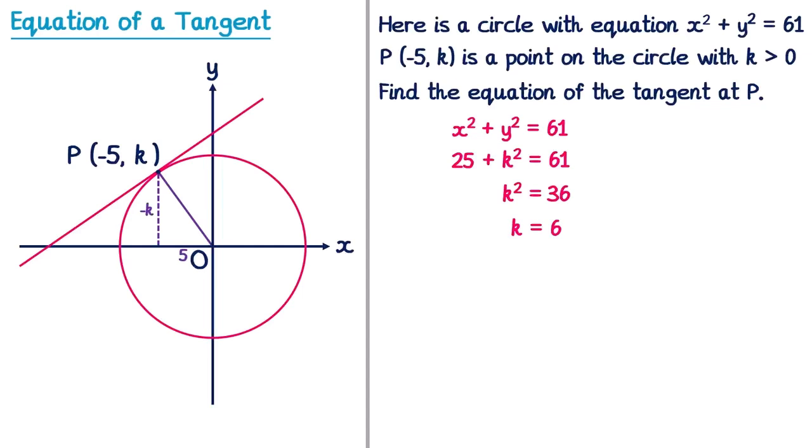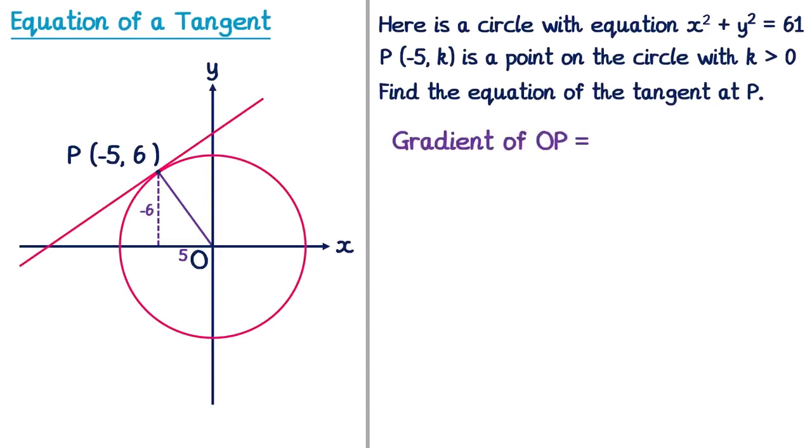So now we know the value of k, we can go back to that gradient. Let's replace the k in the coordinate with 6, and that negative k will now be negative 6. So now we're able to work out the gradient of OP. The gradient of OP will equal the change in y, negative 6, over the change in x, 5, which we could write as negative 6 over 5.